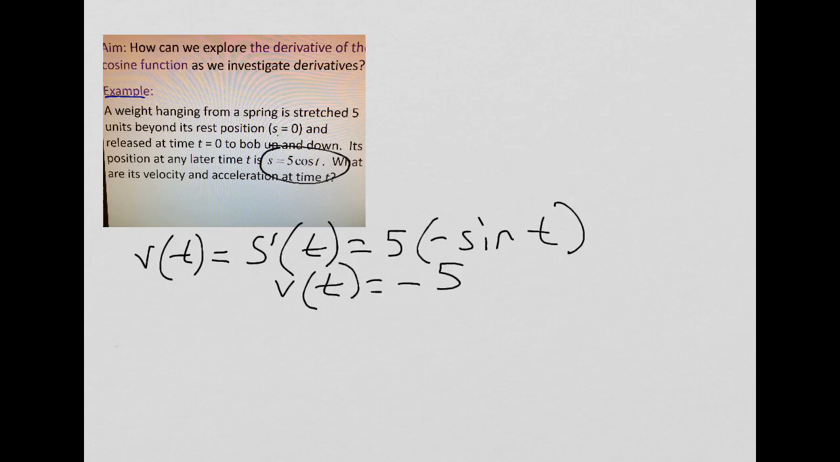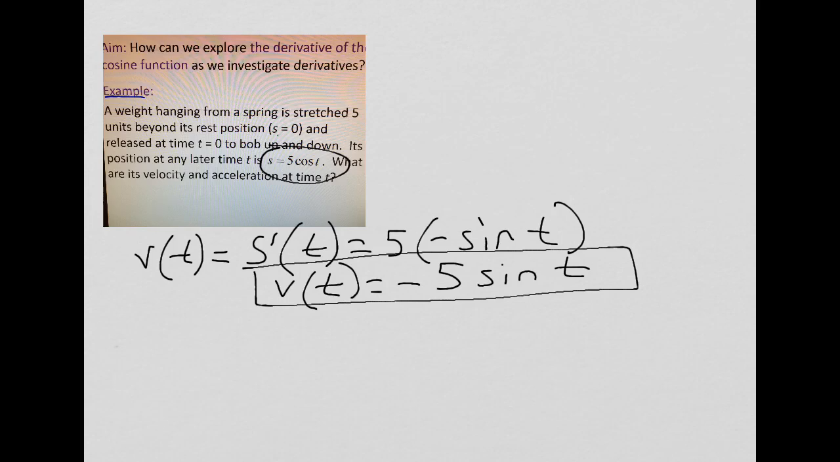What are its velocity and acceleration at time t? Okay, all right, so velocity is v of t, and that's when we do s prime of t. So that means we need to do the derivative here. So it's 5 times the derivative of cosine of t, which is negative sine of t. So let's just clean this up. V of t is going to be negative 5 sine of t. Okay? And they didn't give us a particular time, at an instant, so we're just leaving it as our function.